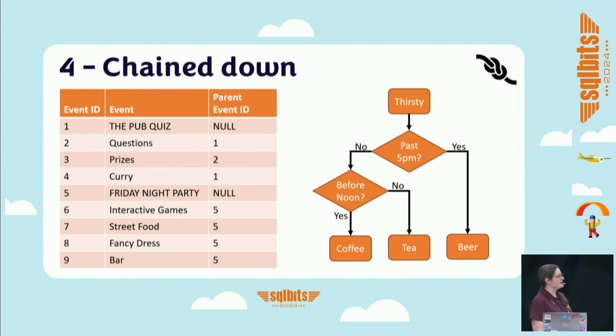Chain down. So what am I talking about here? I'm talking about hierarchies and self-referencing tables. Things like, you can see the hierarchy I've got here with the SQL Bits events. Anyone going to the Friday night party tonight? Yeah, a couple of people, yeah. There's going to be some events happening there. So you've got your Friday night party, and then obviously things happening at that party. You've got some interactive games, some street food, a bit of fancy dress, and of course the bar. So that's useful data to have.